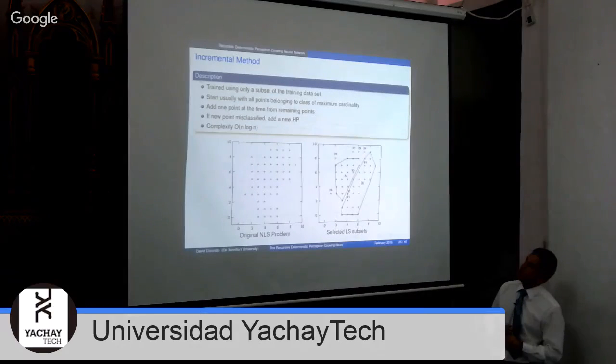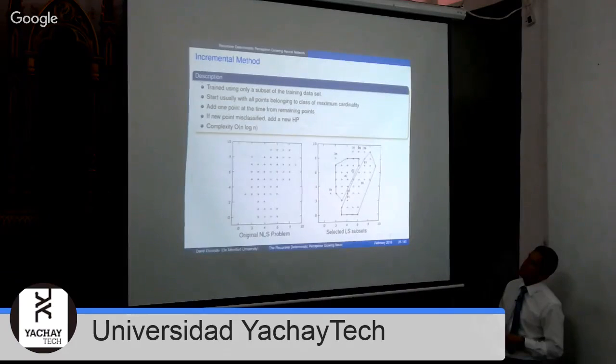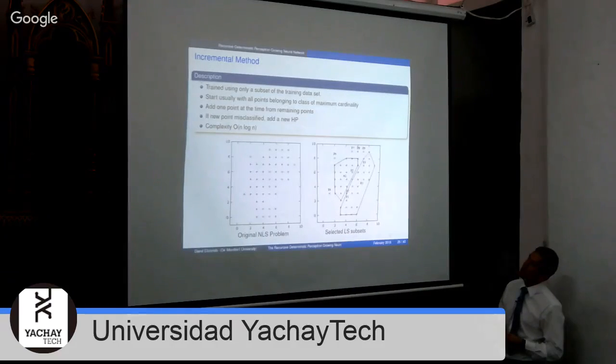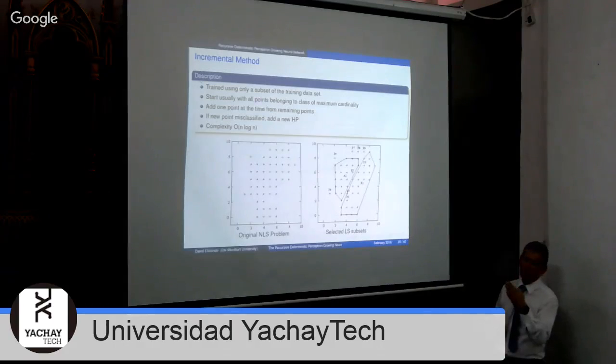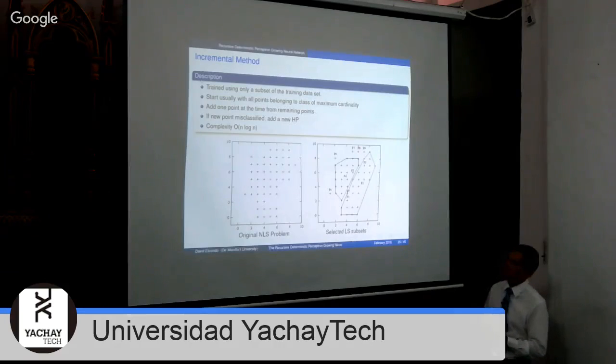Now the incremental method consists of training using only a subset of the training data set. And also we start with the subset that has the highest number of points. And then we add 1 point at a time for the remaining points. If a new point is well classified, we have nothing to do. If it is misclassified, we need to add an extra dimension. Contrary to the previous method, this is a complexity of n. You will always see the advantage of using this method.